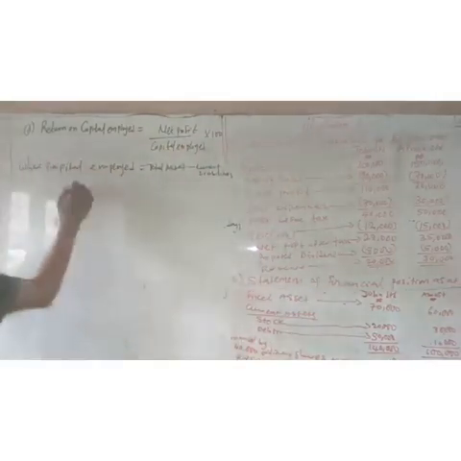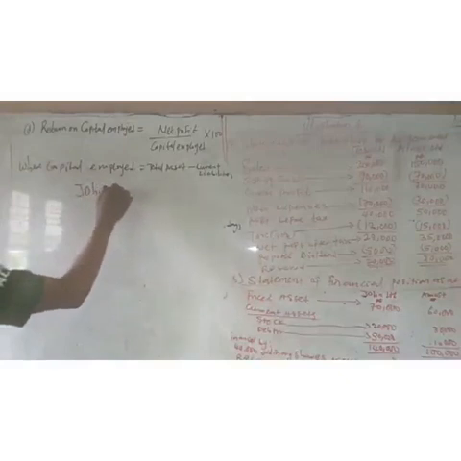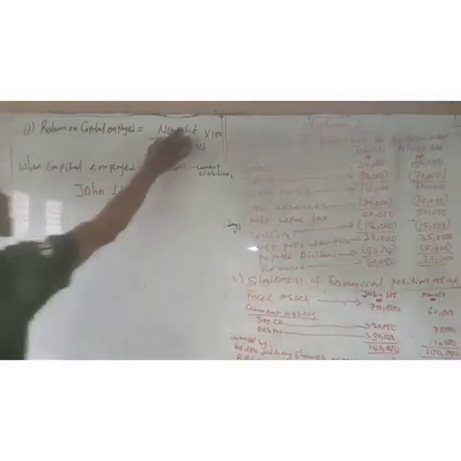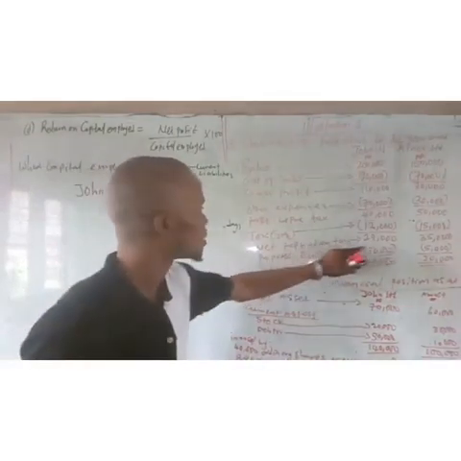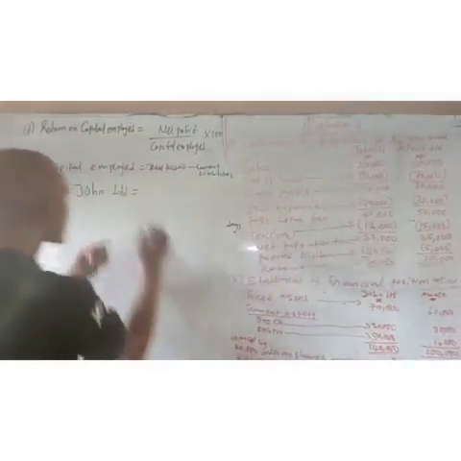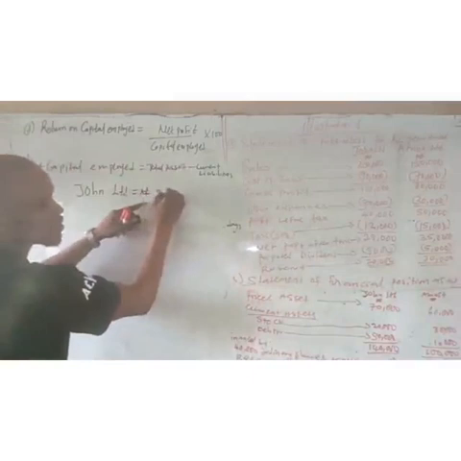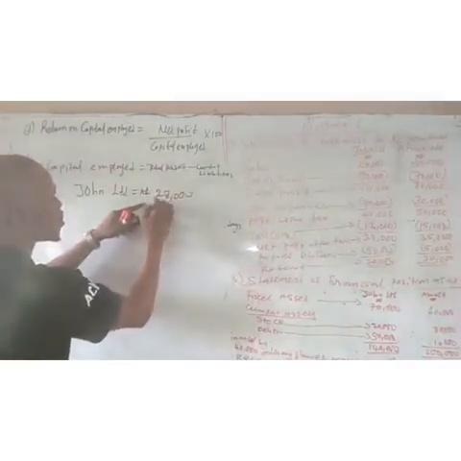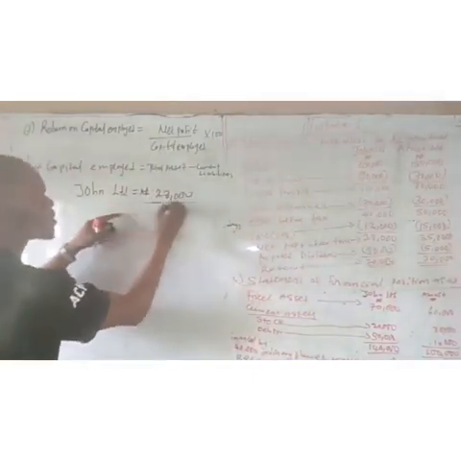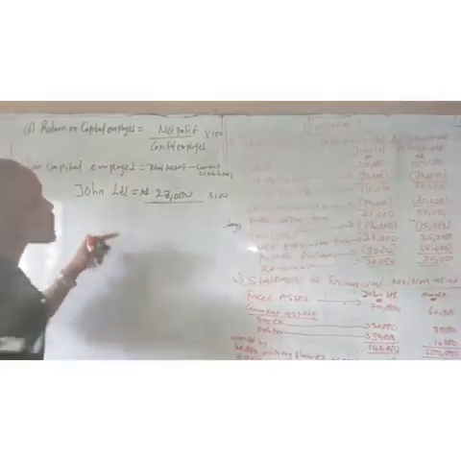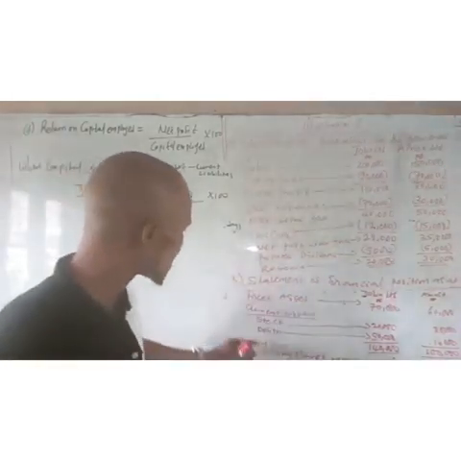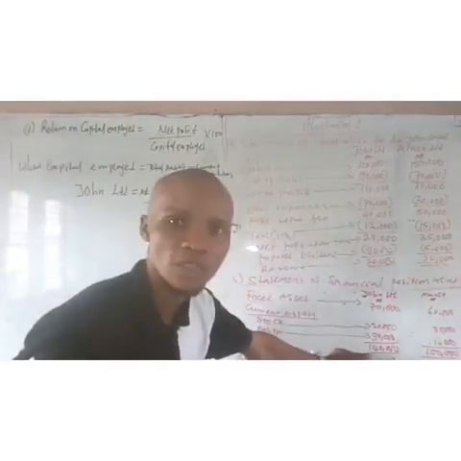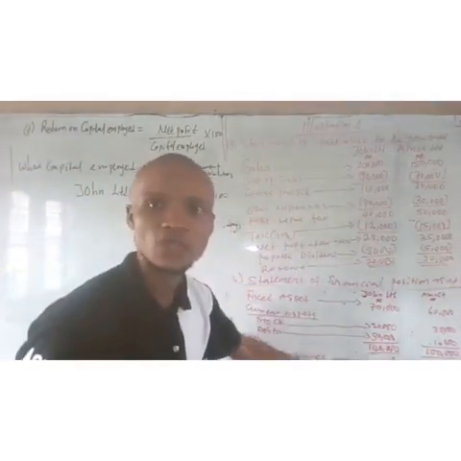Then let's pick John Limited. What is the net profit of John? The net profit here for John is 28,000 naira. You bring down your 28,000 naira all over capital employed. How do you calculate your capital employed? Remember, times 100. Capital employed is equal to total asset minus current liability. Total asset for John is 140,000.